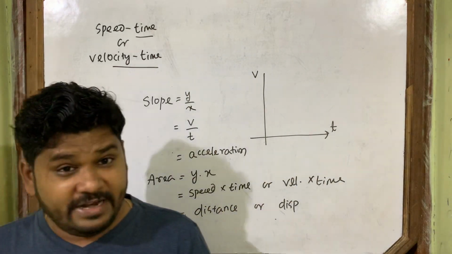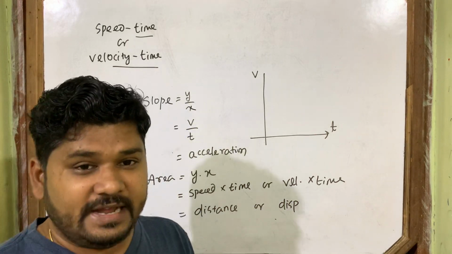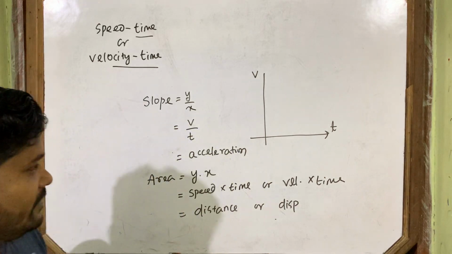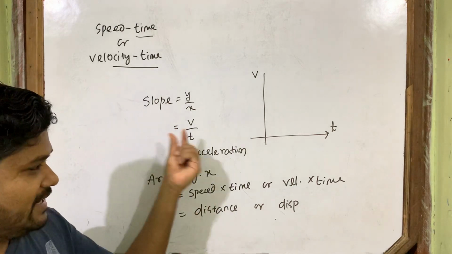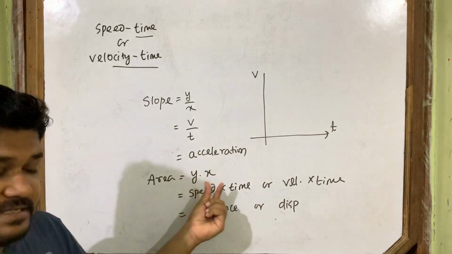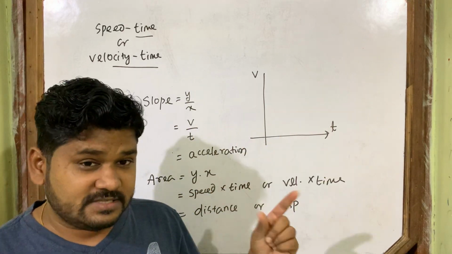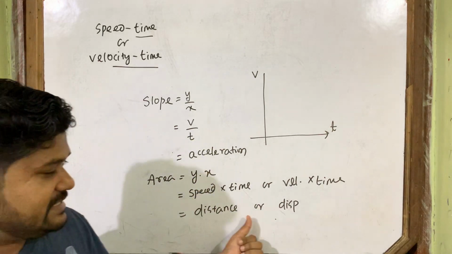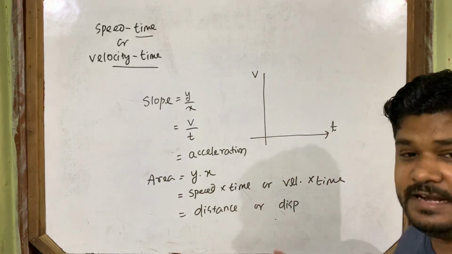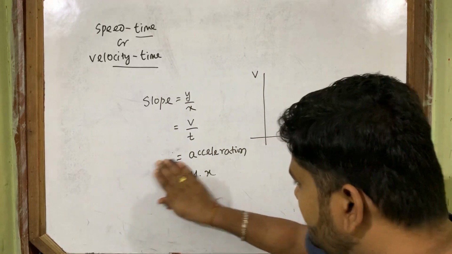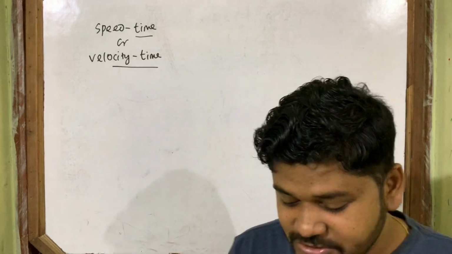These two things are very important here. Not only here, whenever you get any graph, these two things are very important: one is the slope of the graph, and one is the area under the graph. Here the slope is acceleration, and whenever I say slope, you will think acceleration. And the area under the graph is distance or displacement. According to the situation, I will tell you when it is distance and when displacement. Now we'll start drawing the graph for different situations.